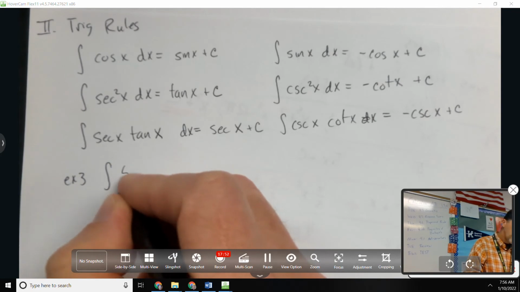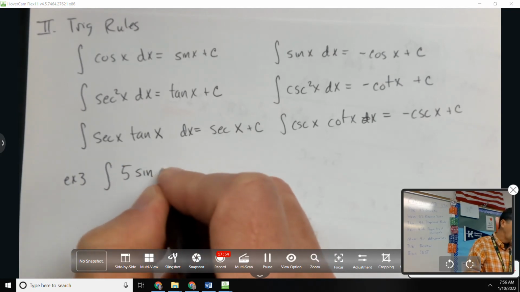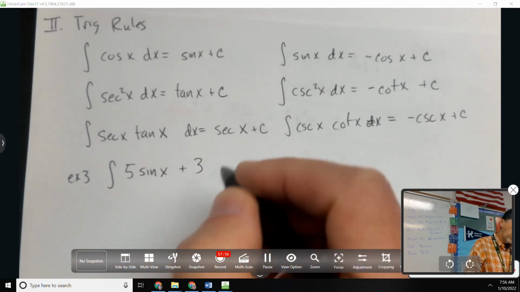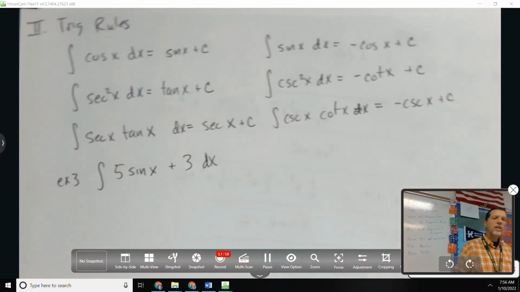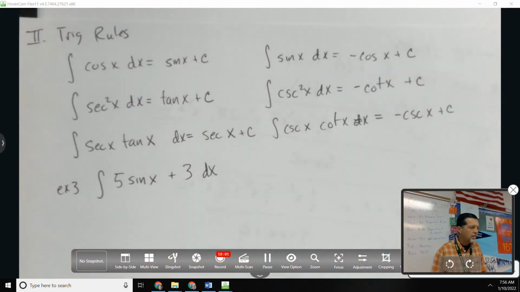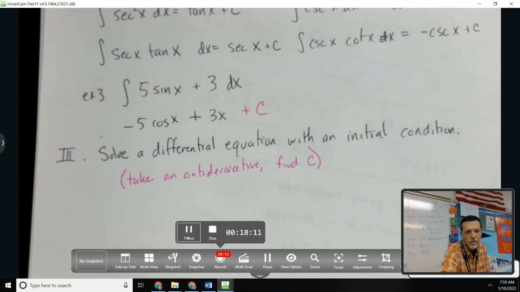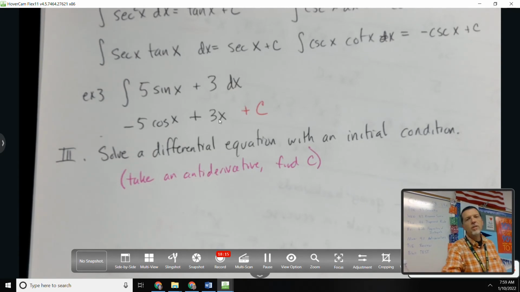So let's put a few things together in an example here. Find the antiderivative of 5 sine x plus 3 dx. So there's the answer to example 3. Don't forget the plus c. Roman numeral 3, 3 of 3, so we're almost there.